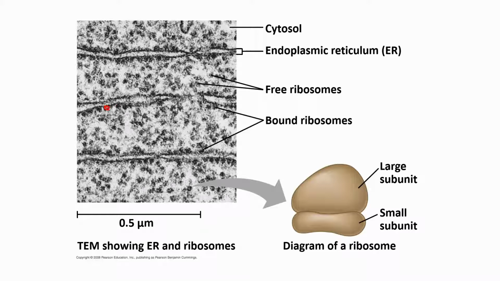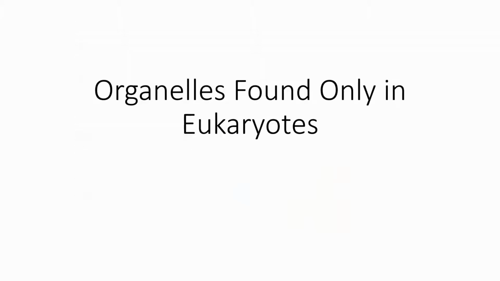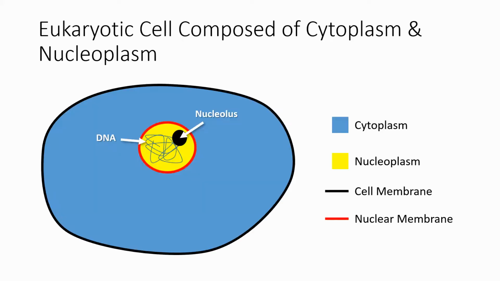For example, these guys right here are ribosomes, and we'll try and look at some videos and some images in the future. Now, let's look at the organelles that are only found in eukaryotes. So these are not found in bacterial cells or prokaryotes. Remember, prokaryotes and bacteria are the same things.